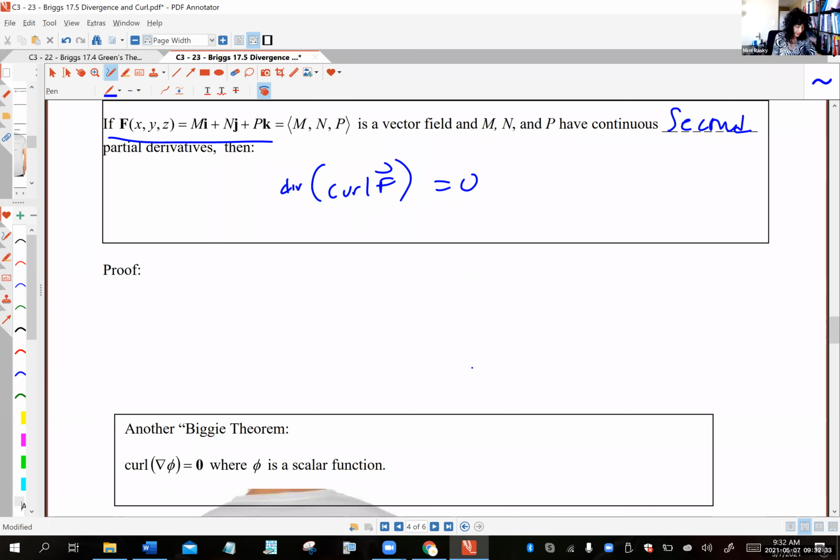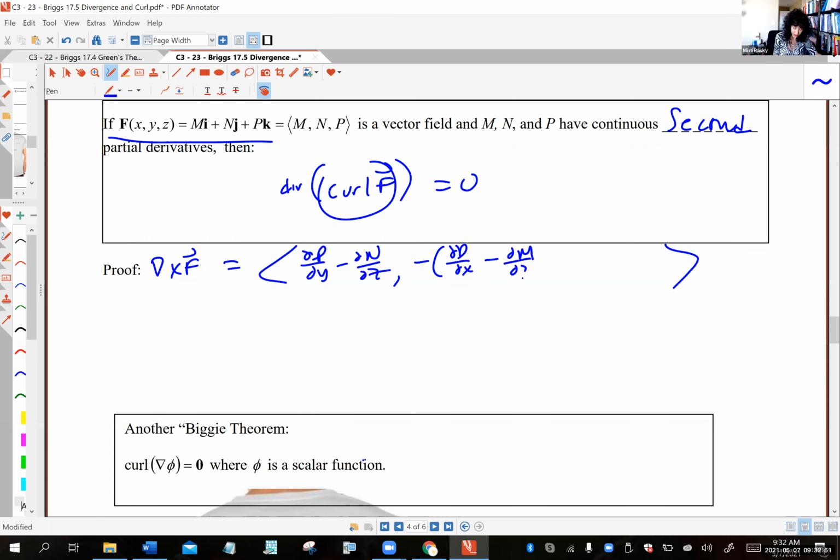So here's the proof. First, let's do what's inside parentheses. When you take the curl of a vector field after doing all the cross product, you get a vector field. And so the components are dp dy minus dn dz, and then the opposite of dp dx minus dm dz, and then the last component is dn dx minus dm dy. Okay, fine. So if you take the divergence of this curl, which also can be denoted del cross F, you got a lot of these upside down triangles running around here. It's crazy looking, isn't it? There's a dot product right there.